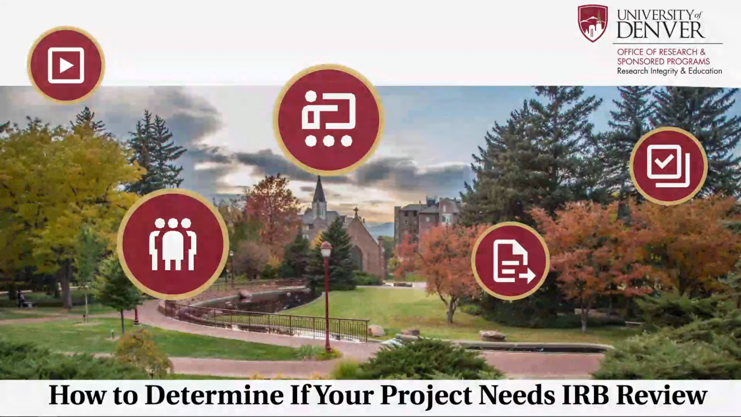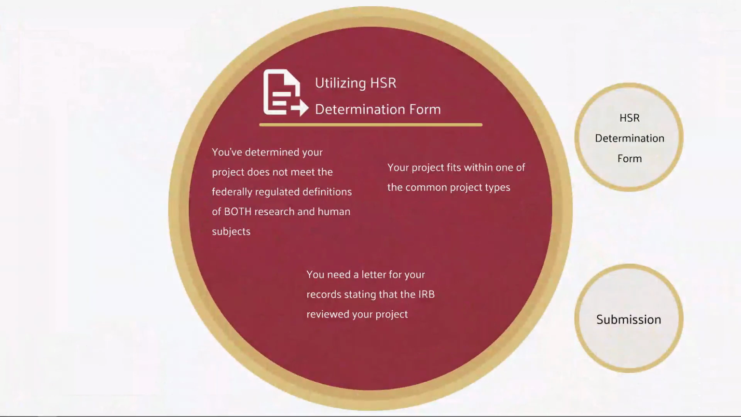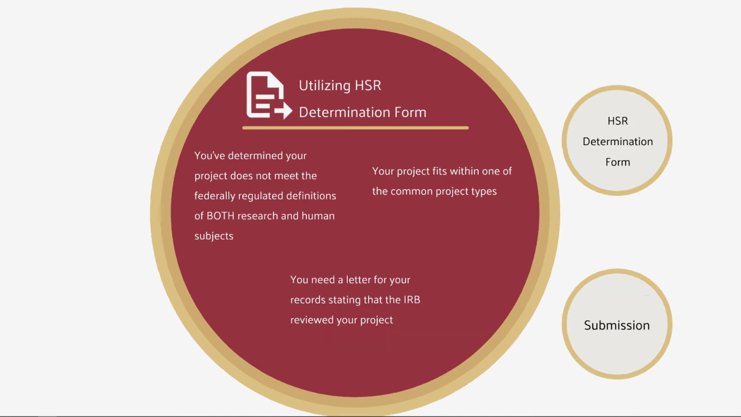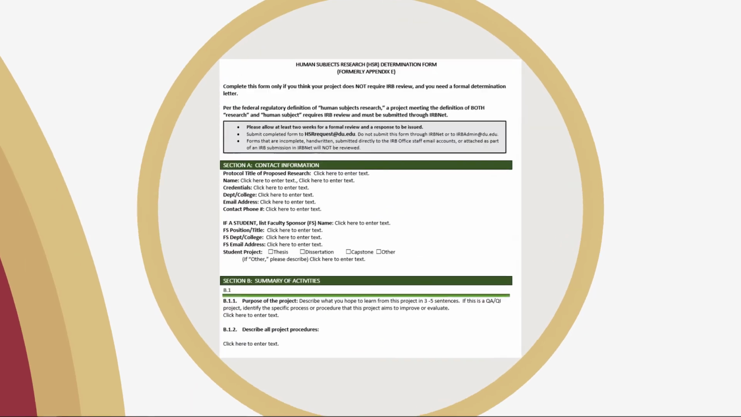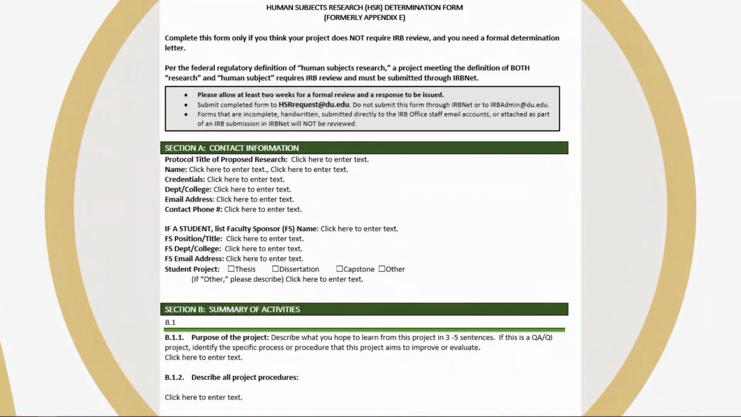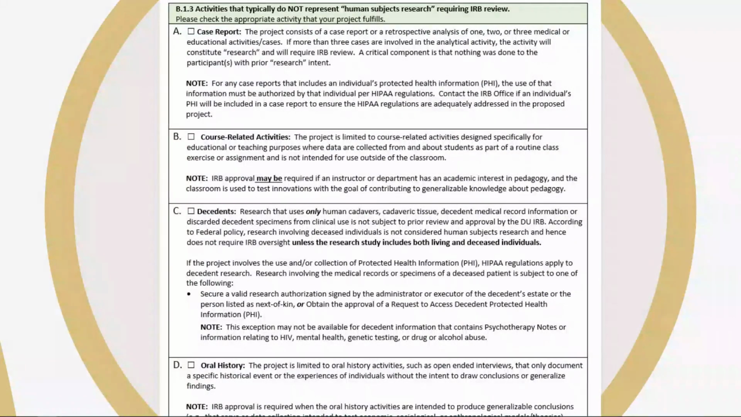It is highly recommended that you complete DU's HSR determination form and submit it for formal review. This will allow you to obtain formal documentation regarding your project, which can be useful if you intend to publish your project findings or if you'll be defending your project in front of a committee or otherwise. The HSR determination form can be found on our website. The HSR determination form is straightforward to complete and includes such questions as your contact information, your faculty sponsor's name and contact information, as well as the purpose of your project and the procedures you will utilize.